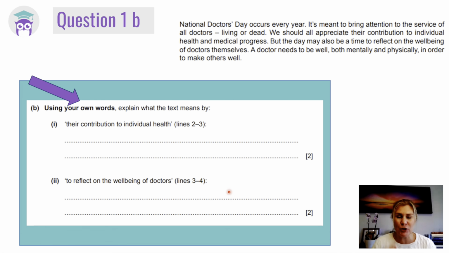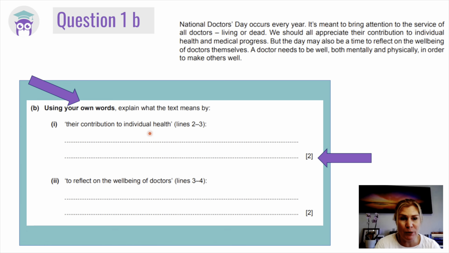Now, super important, the exam board emboldens it for you to make it really obvious, so look out, using your own words. That means you cannot repeat the words from the quotation. You need to find synonyms or words or phrases that mean the same thing. Okay, the next thing you've got to be aware of is that each of these are worth 2 marks. That tells you how much you need to say, or how many words you need to explain.